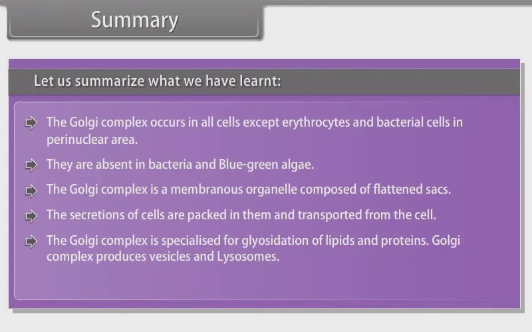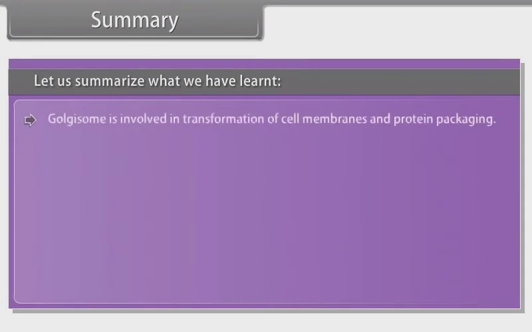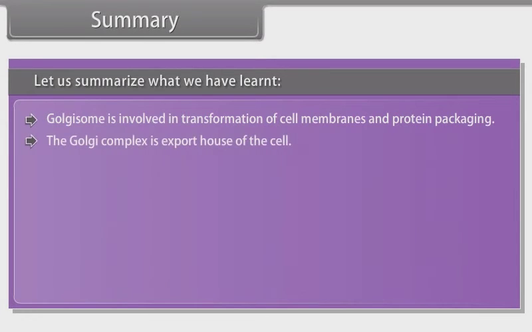Golgi complex produces vesicles and lysosomes. ETC is a component of the Golgi complex. Golgi complex is involved in transformation of cell membranes and protein packaging. The Golgi complex is the export house of the cell.